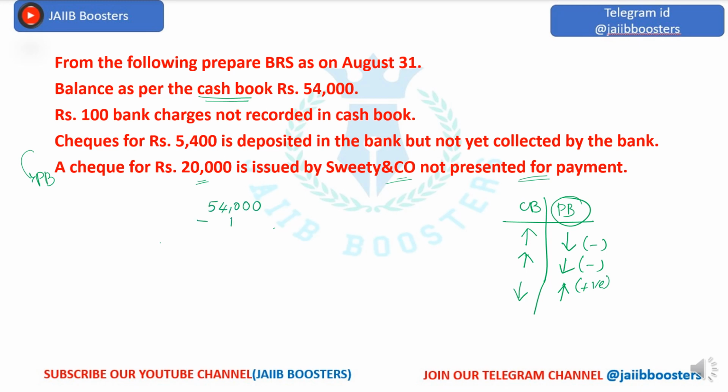54,000 minus 100 minus 5,400 plus 20,000. Plus 54 plus 20 is 74,000, minus 5,400 plus 100, that is 5,500. Let's calculate this. In the exam, they will have a calculator on the top right corner, so it will be easy for you. If you have any difficulty calculating it, then you can take your calculator with you. So here the answer is 68,500. So this is the BRS of this question.